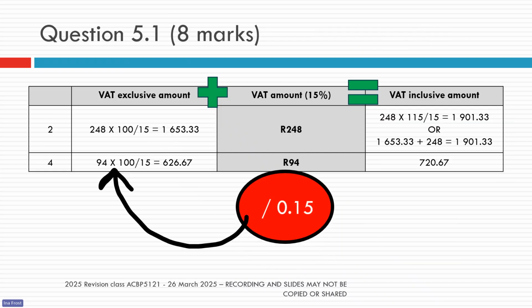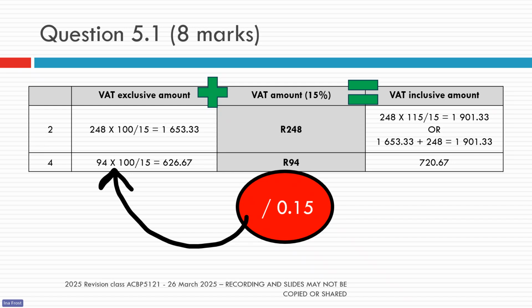Okay, and then numbers 2 and 4. In these ones, we gave the student the VAT amount, and they had to find the VAT exclusive and VAT inclusive amounts. So here we are going to divide the VAT amount by 0.15 or 15%. Or if you want to use the what I have over what I want formula, you can also use the 100 divided by 15. Those will give you the VAT exclusive prices, and then you are just going to add on your VAT to get to the VAT inclusive amount.